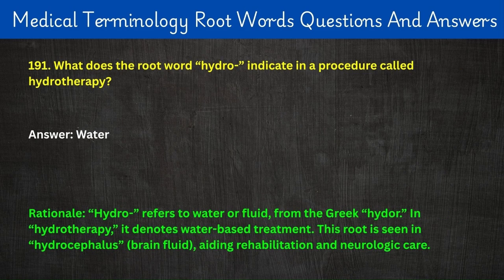191. What does the root word hydro- indicate in a procedure called hydrotherapy? Answer: water rationale. Hydro- refers to water or fluid, from the Greek hydor. In hydrotherapy, it denotes water-based treatment. This root is seen in hydrocephalus, brain fluid, aiding rehabilitation and neurologic care.